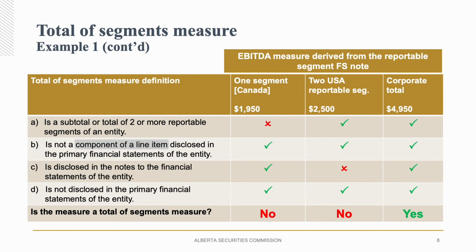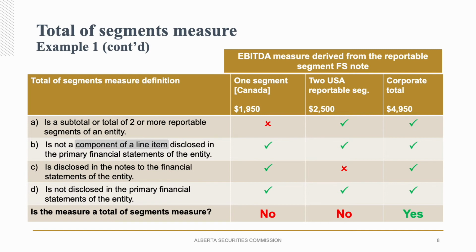Moving on to the next measure, the Canadian segment EBITDA of $19.50 in the first column. This individual segment is not a total of segments measure, as it is not a total of two or more reportable segments. For the next measure, the total of the two US reportable segments, EBITDA of $2,500. Although this measure is a total of two reportable segments, the EBITDA measure itself of $2,500 has not been specifically disclosed in the financial statement notes. As such, this measure would not be a total of segments measure.